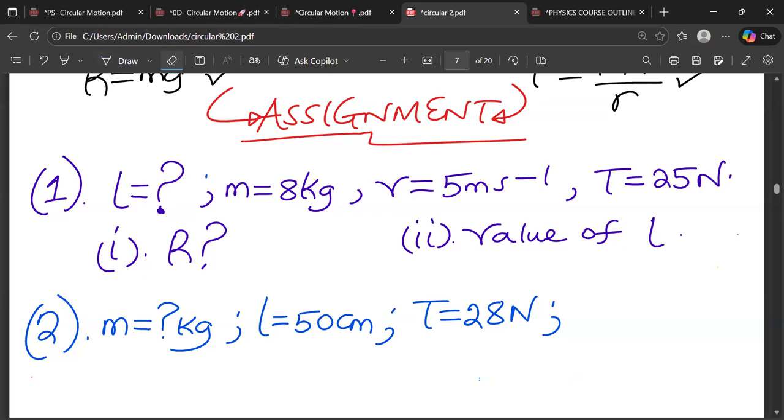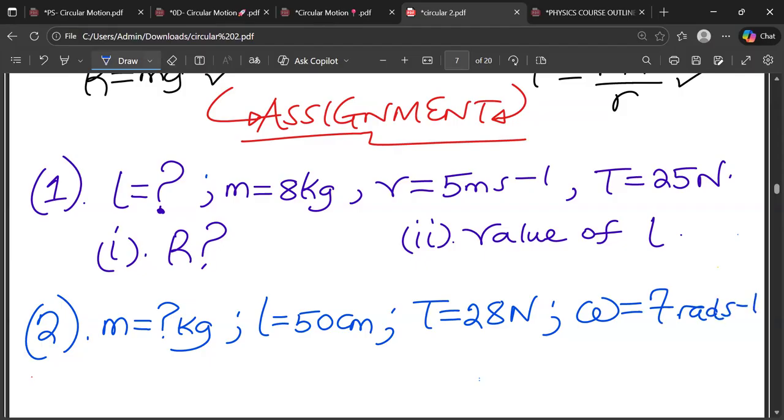So they are giving us the constant angular speed of 7 radians per second. Then the question is: find the mass.